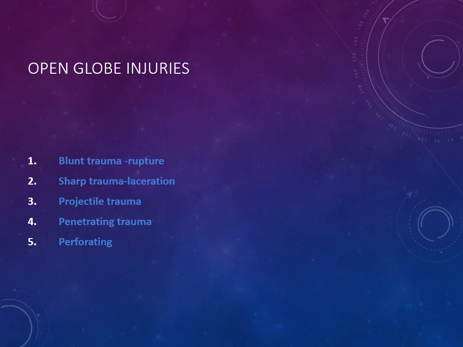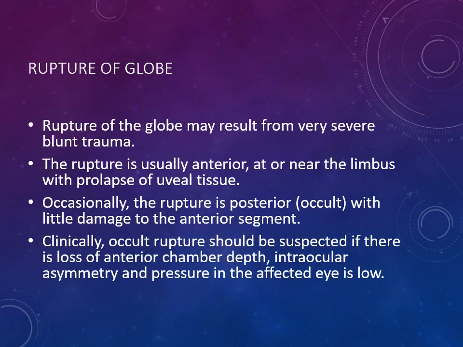Let's now talk about the open globe injuries, including the rupture globe, ocular laceration, penetrating and perforating trauma. Rupture globe may result from severe blunt trauma, and usually the rupture is anterior, near the limbus, or at the insertion of the recti. Occasionally the rupture is posterior or occult, with little damage to the anterior segment. So whenever we suspect that there is a rupture globe, we should treat it as such.